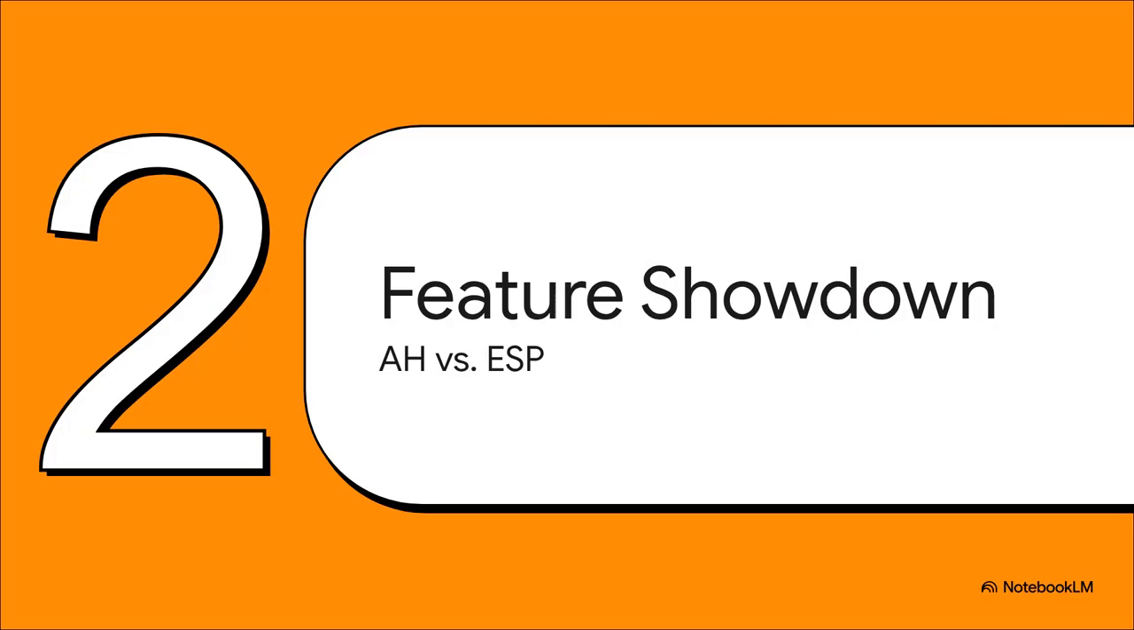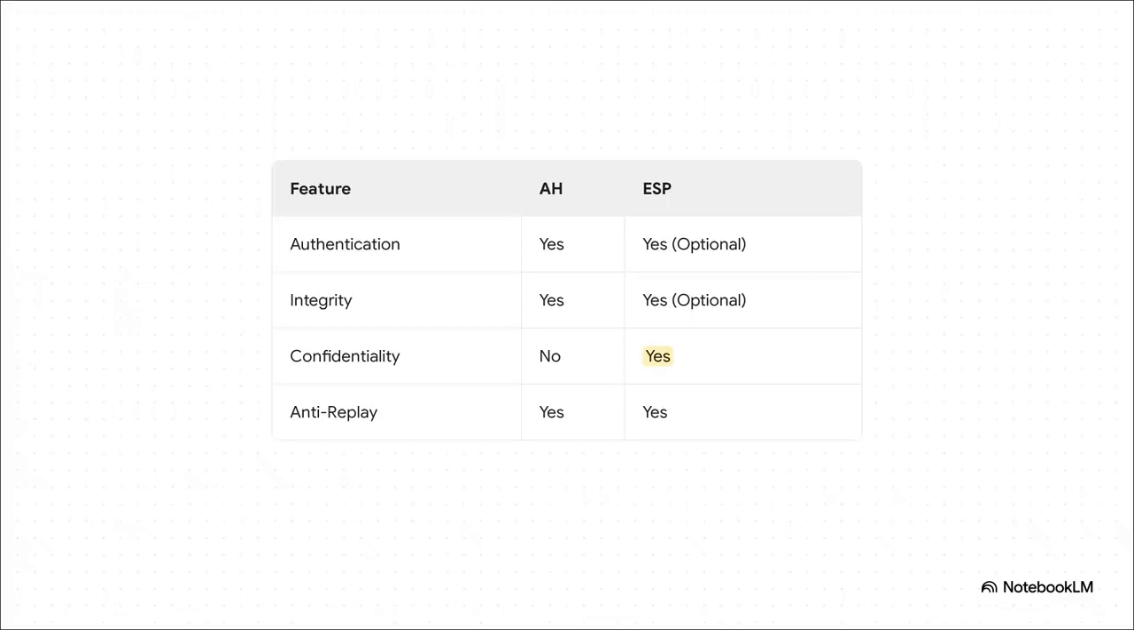All right, let's put these two head-to-head. When you actually list out the features side by side, the reason for our big question becomes crystal clear. This table just lays the whole mystery bare, doesn't it? I mean, look. Authentication, both have it. Integrity and anti-replay, check and check. But then you get to confidentiality, the encryption part, and AH has nothing. ESP, it seems, does the whole shebang. So I'll ask it again. Why would anyone ever choose the protocol with fewer features?